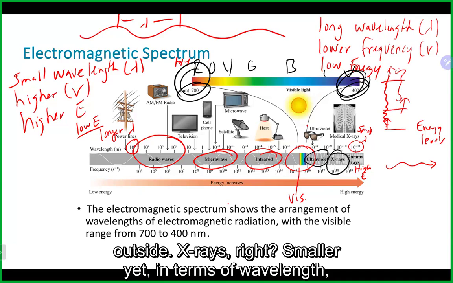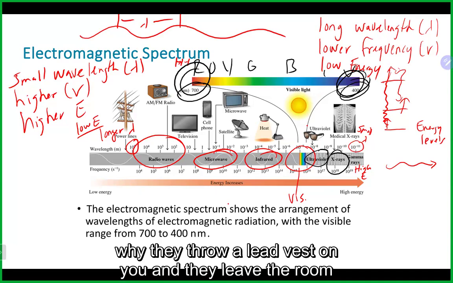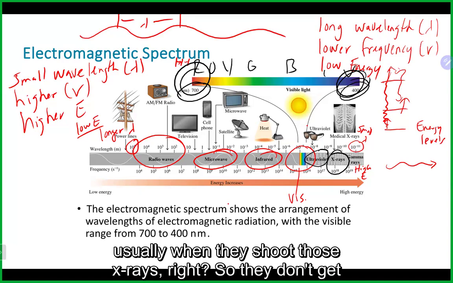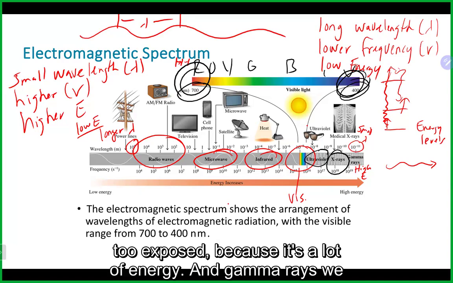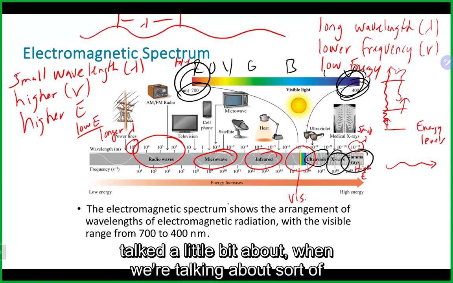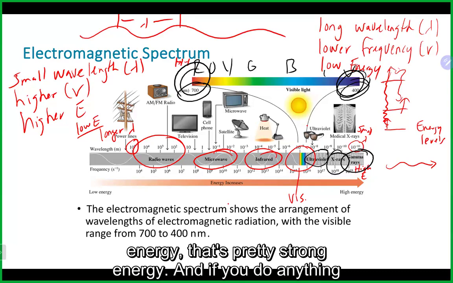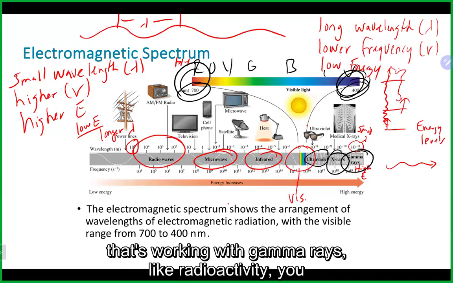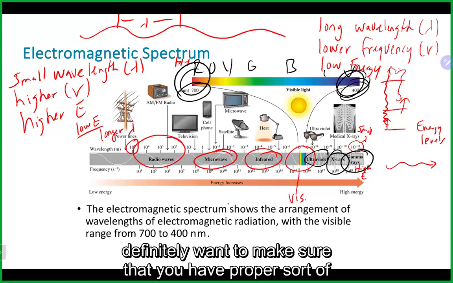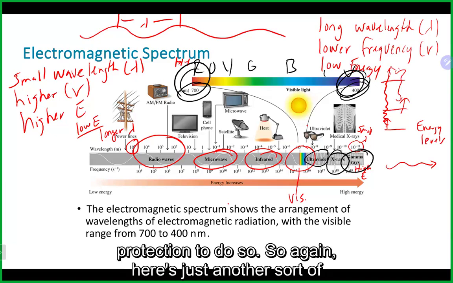X-rays, right? Smaller yet in terms of wavelength. That's why they throw a lead vest on you and leave the room when they shoot those X-rays, so they don't get too exposed, because it's a lot of energy. And gamma rays, we talked a little bit about when we were talking about those experiments on the atom. That's basically pure energy. That's pretty strong energy, and if you do anything working with gamma rays, like radioactivity, you definitely want to make sure you have proper protection.